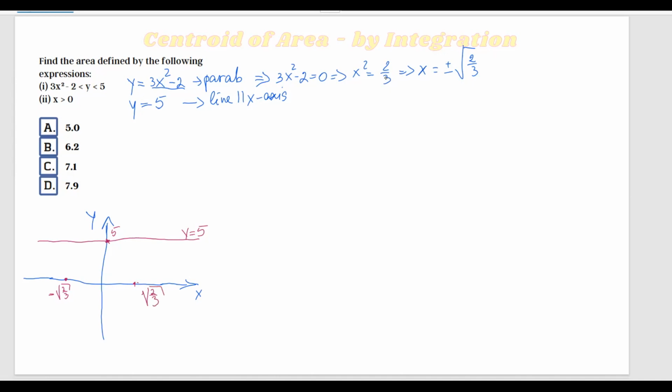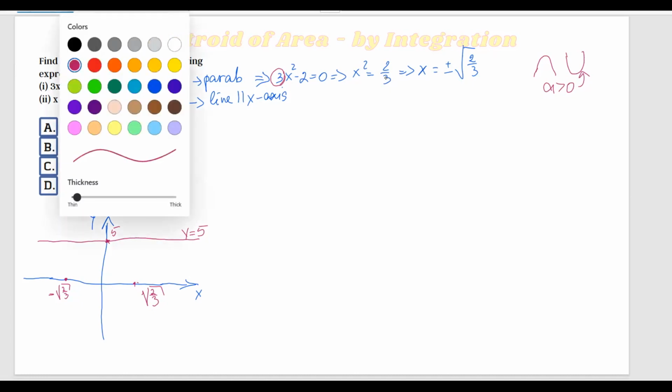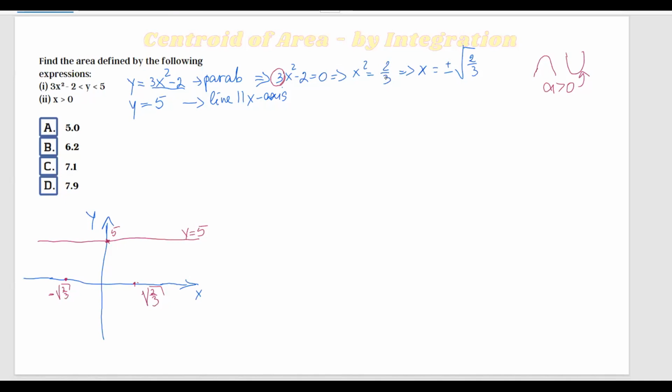There are 2 ways this parabola can intersect the x-axis. One way, it can be upside down, or it can be like that. In order to verify that, I know that if a is greater than 0, my parabola is going to look like that, so the bowl is going to be full. Now I can show the parabola. I'm going to take another color. I know that the bowl is full, so the parabola intersects the x-axis at these 2 points.